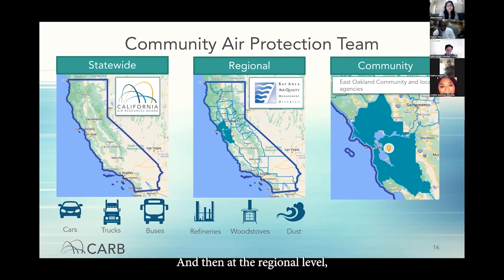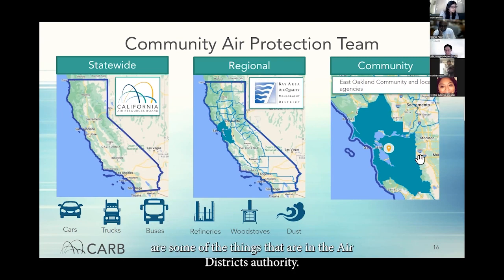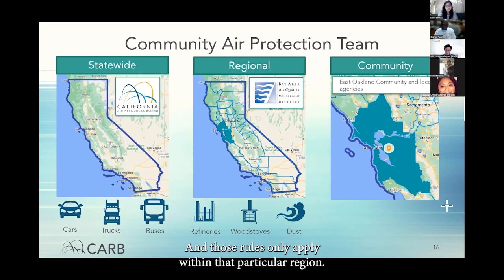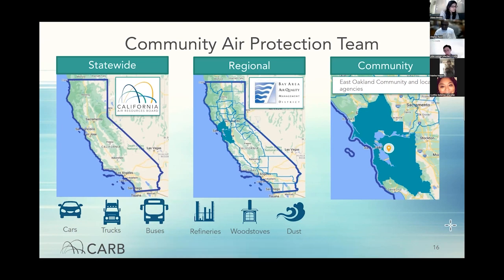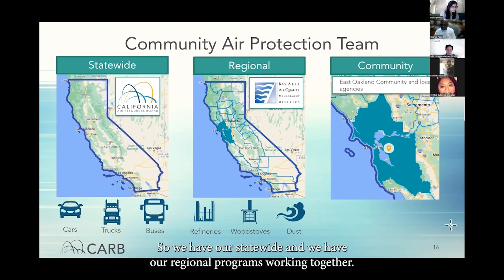And then at the regional level, each air district adopts rules for the sources in their authority, and those are stationary sources and local sources, so things like refineries or wood smoke or dust are some of the things that are in the air district's authority. And those rules only apply within that particular region. And air districts also issue air permits to facilities within the air district. So we have our statewide and we have our regional programs working together.